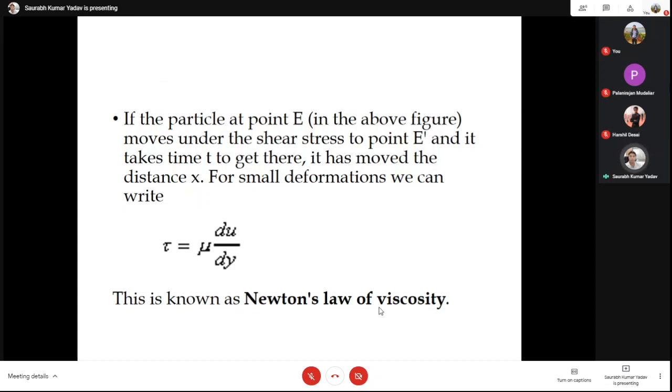That is also what you have studied in fluid flow or fluid dynamics. It is very useful in the study of lubricant.